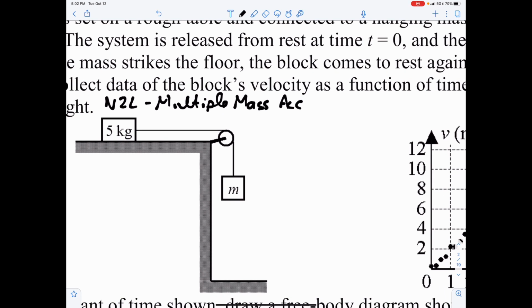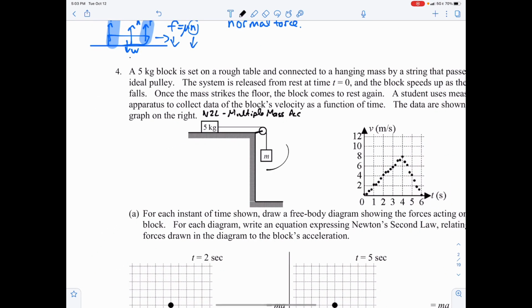Well, one, we figure out the forces acting on the system. We figure out the forces acting on each mass, of course, but you're going to figure out the forces acting on the system of masses because you're going to exclude internal forces like tension, and you're only going to focus on external forces like friction, like weight, like applied force, things of that nature. So that's the first thing I see: this picture is showing me multiple mass acceleration because we have two masses that are indeed accelerating together.